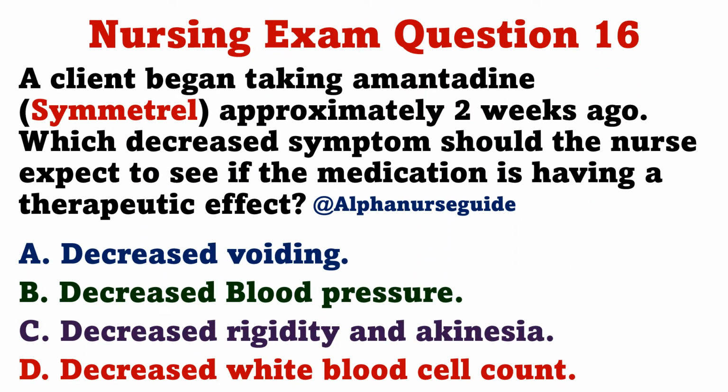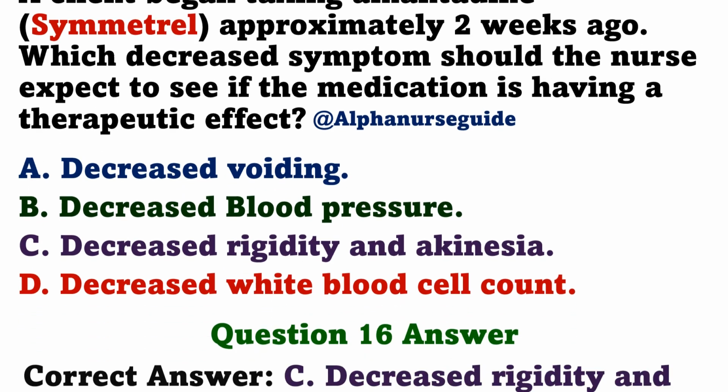Question 16. A client began taking amantadine approximately 2 weeks ago. Which decreased symptom should the nurse expect to see if the medication is having a therapeutic effect? A. Decreased voiding. B. Decreased blood pressure. C. Decreased rigidity and akinesia. D. Decreased white blood cell count.